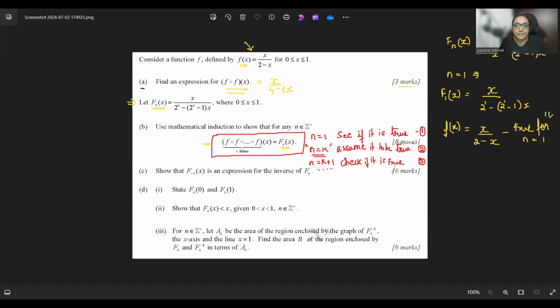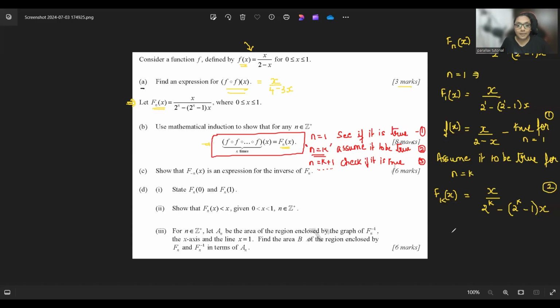Next step, this was our first step. Second step is we assume it to be true. What to be true? This function, okay? To be true for n is equal to k, which means f of k of x will be x by 2 to the power k minus 2 to the power k minus 1 of x. Correct? Right? So this is assumed to be true.